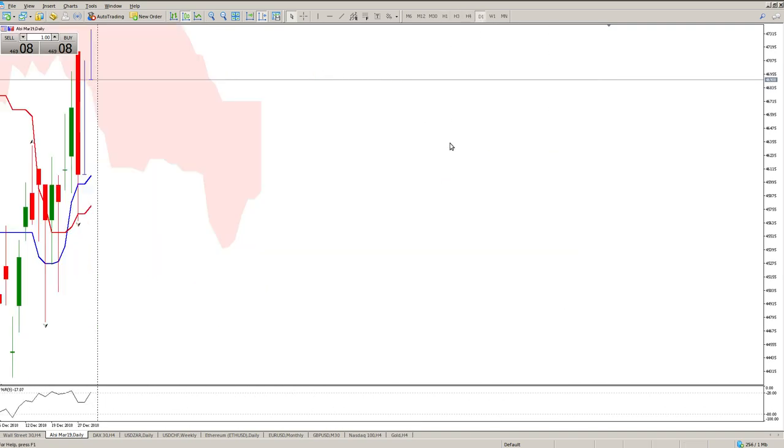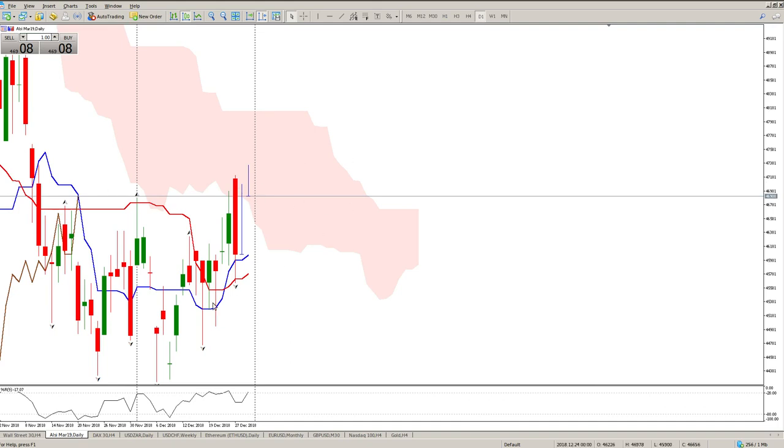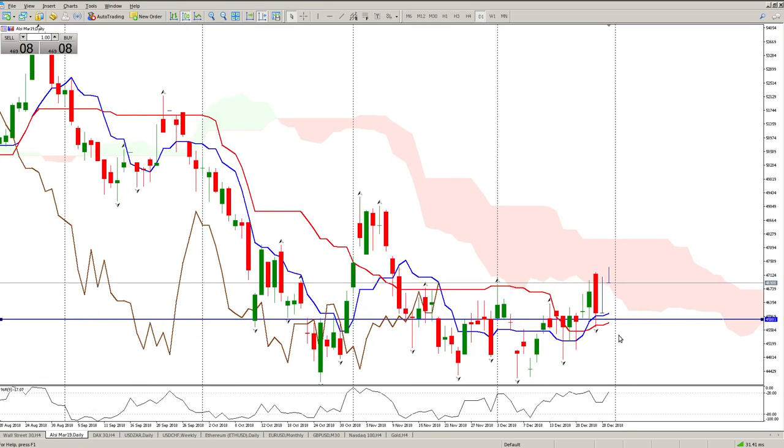And on the daily, we're bouncing off the cloud, but we have had a daily crossover here and we have broken through price. We just don't have a twist in the cloud. So technically we're looking for a long, but the level we're looking for the long is, I can't give you an exact level here, but it's somewhere in the vicinity of 4,500, 800. That is the area that we're looking for that long.